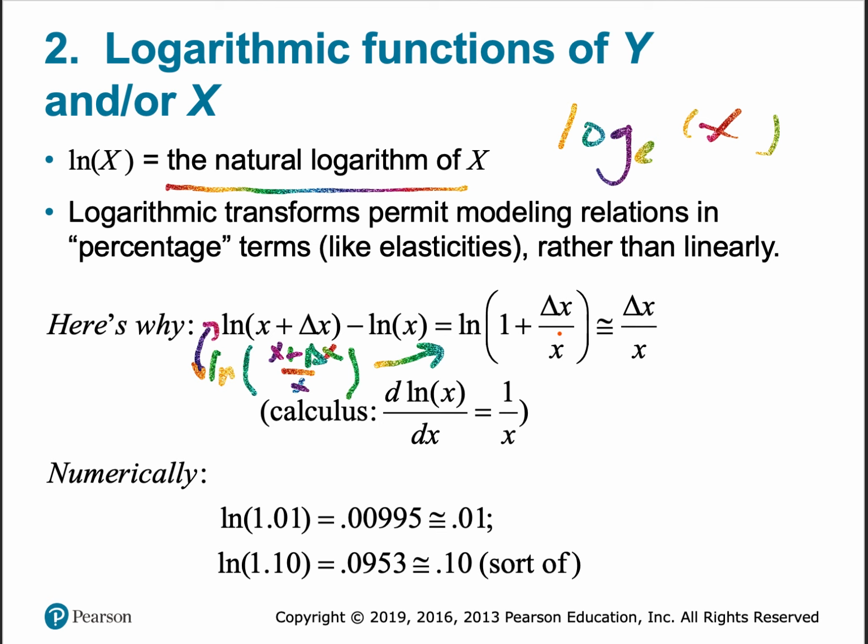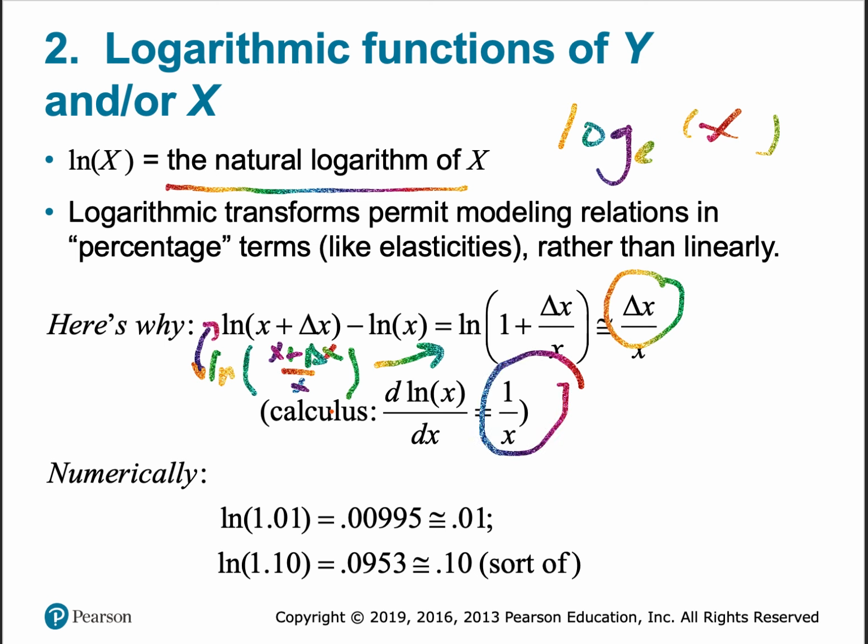If we just looked at this in calculus, what is the change in the natural log of x for a change in x? The derivative of the natural log of x with respect to x is equal to 1 over x. Whereas looking at the change in x equal to 1, you get that.